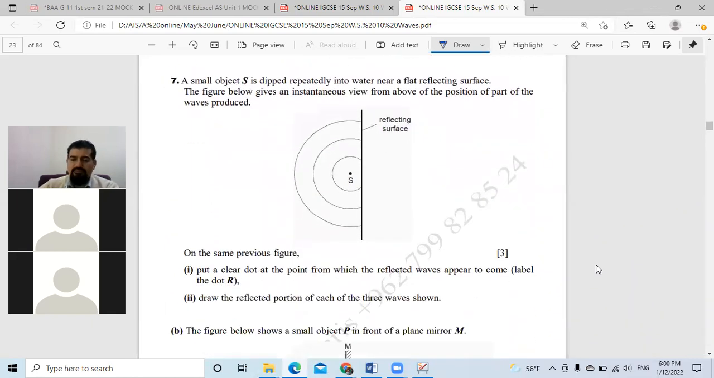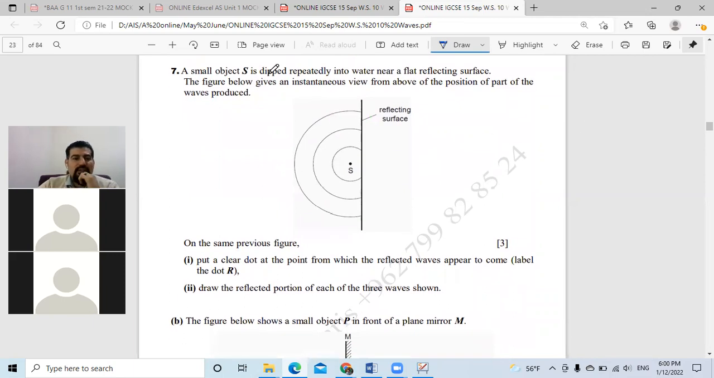Now, in this question, what do we have to do? Question 7. It wasn't homework, but it talks about reflection of water waves. A small object, S, is dipped repeatedly into water near a flat reflecting surface. The figure below gives an instantaneous view from above of the position of part of the wave produced. So we have a dipper that keeps hitting the water surface and makes water waves, and we have a barrier that reflects the waves.